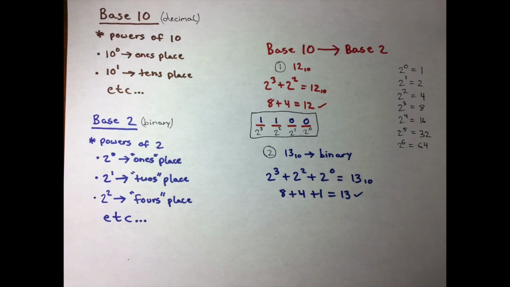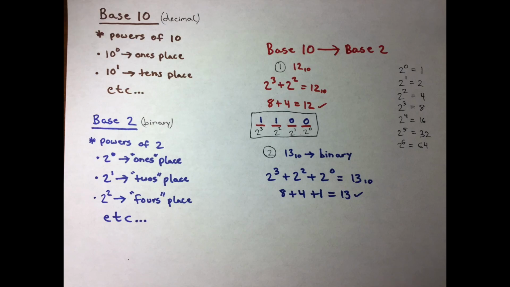Now let's look at how we represent numbers with their given bases. So base 10, which is also known as the decimal system, uses powers of 10 to represent numbers. So as you can see on this piece of paper, 10 to the 0th power represents the ones place, 10 to the 1st power represents the tens place. So the power of 10, you can change that to represent any given number.